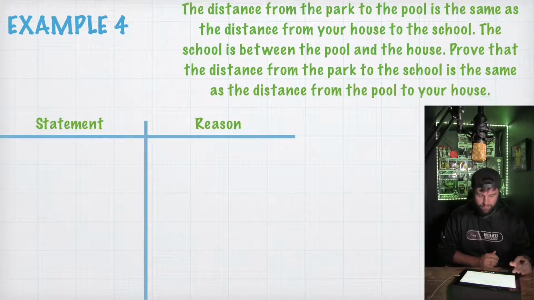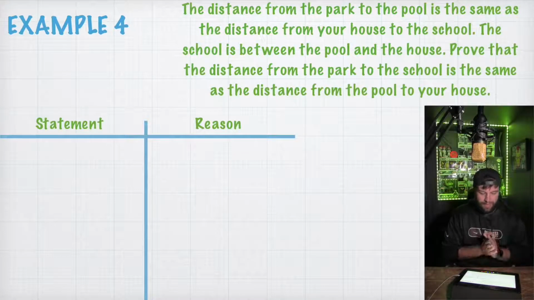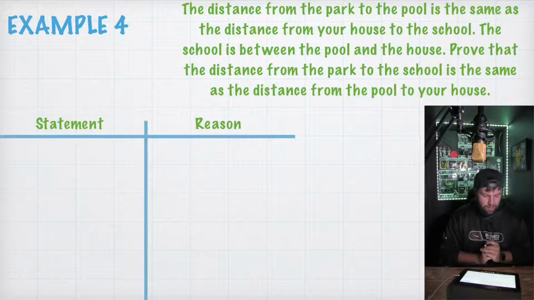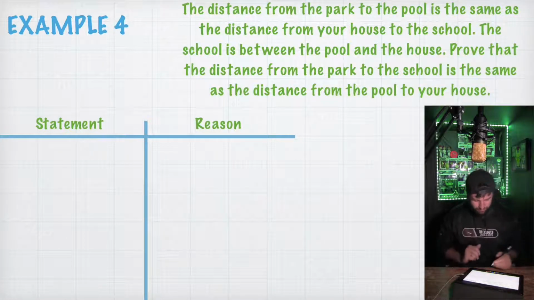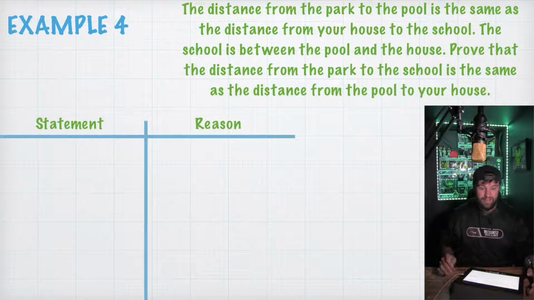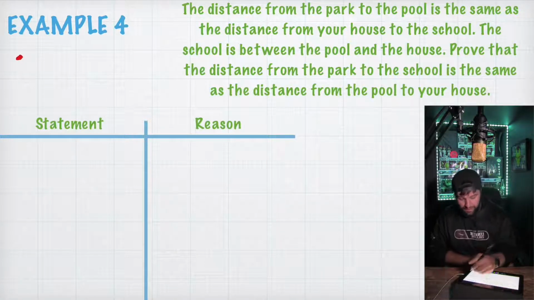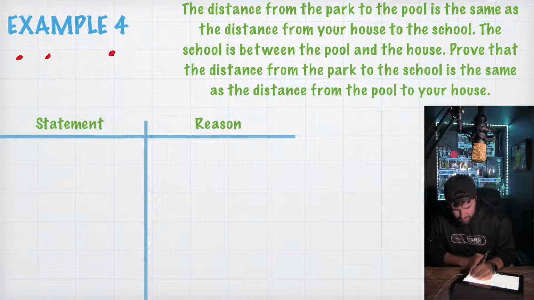Okay, example 4. I'll read the question first and then we'll start working this out. The distance from the park to the pool is the same as the distance from your house to the school. The school is between the pool and the house. Prove that the distance from the park to the school is the same as the distance from the pool to your house. So, the first thing I'm going to say is we definitely have to draw something to be able to figure this one out.